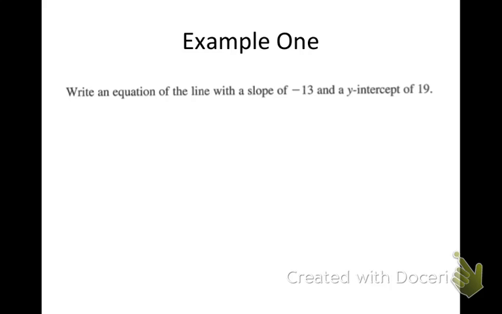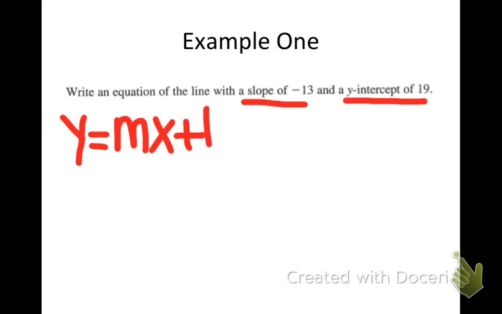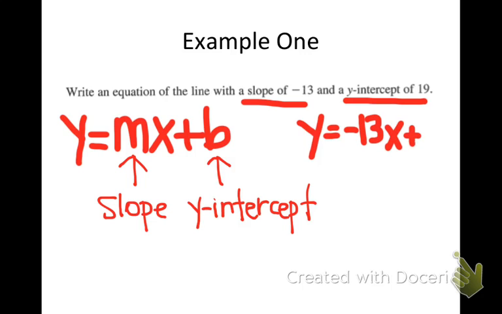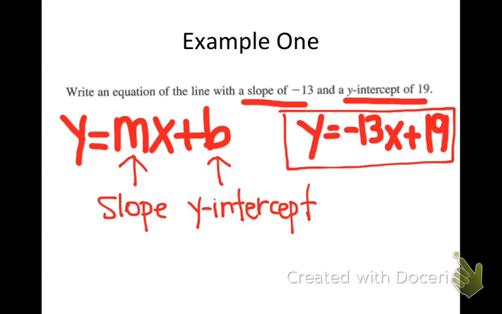With this information that we're given, we can determine what our equation will be because we're given our slope and the y-intercept. Remember that slope-intercept form is y equals mx plus b, where m is our slope and b is our y-intercept. We can simply plug in slope and y-intercept to write our equation. Our slope is negative 13 and our y-intercept is 19. So our equation will be y equals negative 13x plus 19.